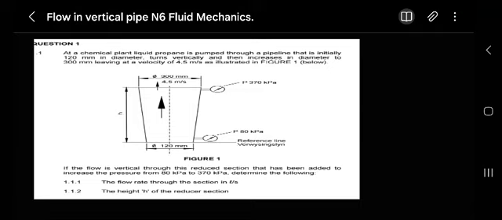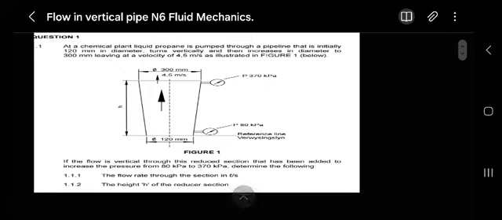We have the problem here. Read as follows. This is question one. A chemical plant liquid propane is pumped through a pipeline that is initially 120 millimeter in diameter, turns vertically and then increases in diameter to 300 millimeter, leaving vertically at 4.5 meters per second, as illustrated in the figure below.